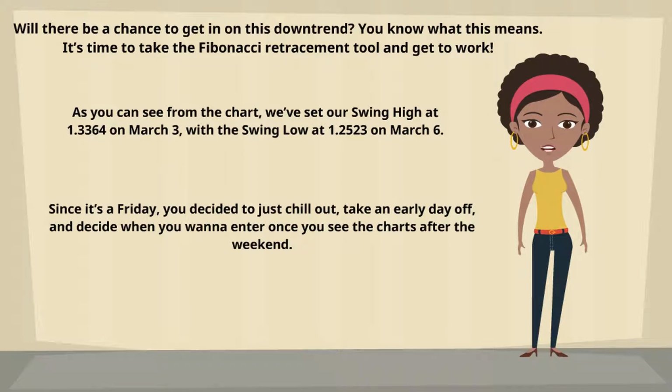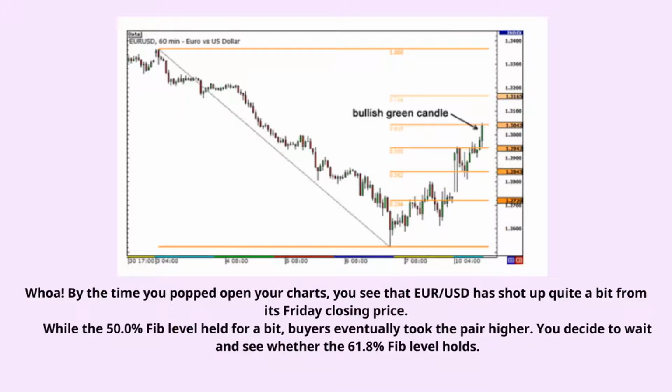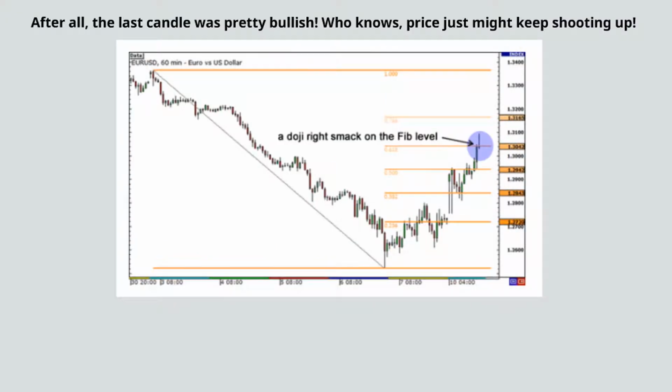Since it's a Friday, you decided to just chill out, take an early day off, and decide when you want to enter once you see the charts after the weekend. Whoa. By the time you popped open your charts, you see that Euro to US dollar has shot up quite a bit from its Friday closing price. While the 50.0% Fib level held for a bit, buyers eventually took the pair higher. You decide to wait and see whether the 61.8% Fib level holds. After all, the last candle was pretty bullish. Who knows, price just might keep shooting up.